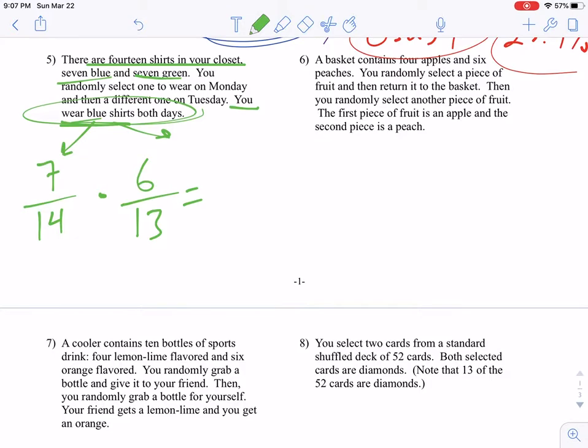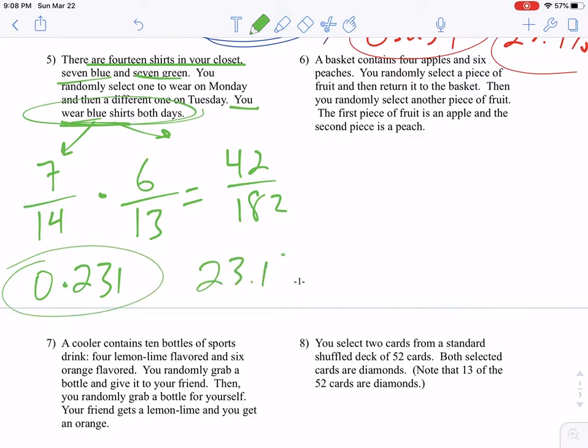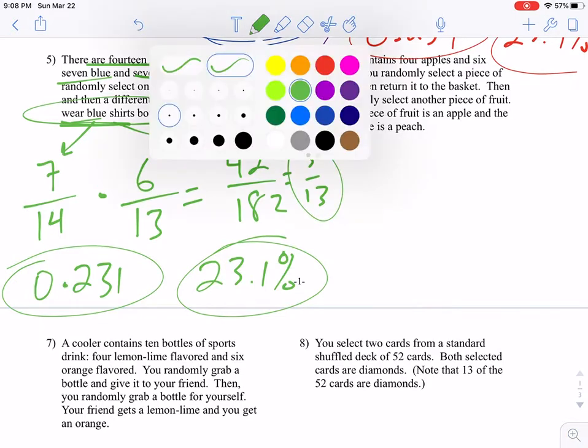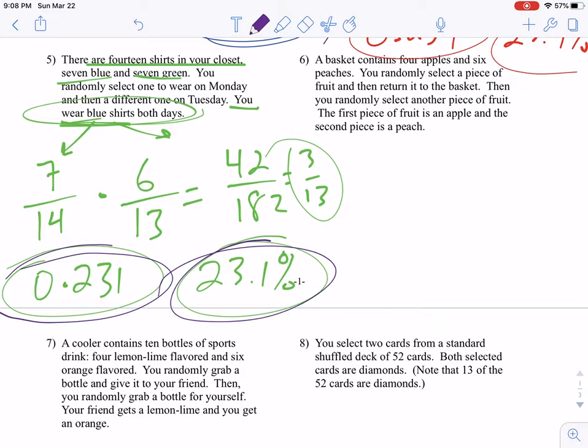So this comes out to be 42 over 182. And again, that's not reduced, and that's fine if you want to reduce that, but I'll tell you right now, mostly in this unit, it's okay to write decimals. 0.231 would be acceptable, or you could write 23.1%. But if you want to reduce that fraction, that would be okay as well. That would be 3 over 13 if you love fractions. But there aren't too many students who do. So decimals or percents are perfectly acceptable as well.